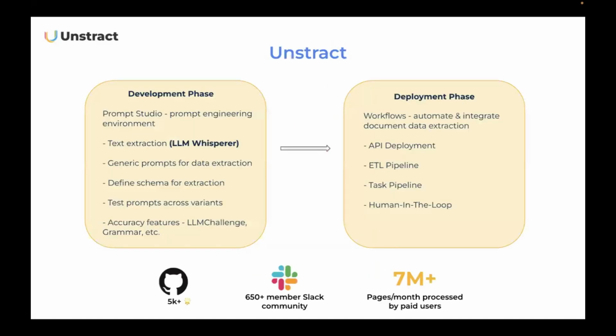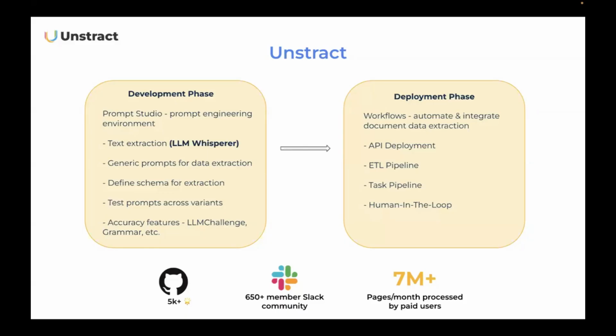The functionalities of this platform can be broadly put into 2 buckets, that is the development phase and the deployment phase. Now, the development phase is basically where you define what is the data you want to extract from your document and in what schema you want this extraction to be done. So for this, we use a robust prompt engineering environment called Prompt Studio.